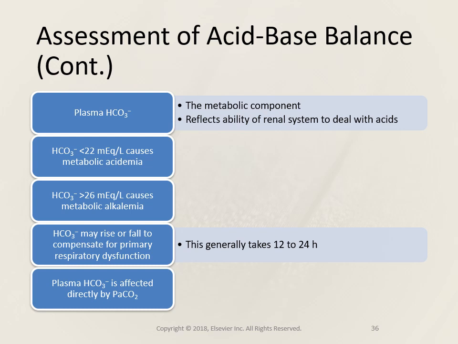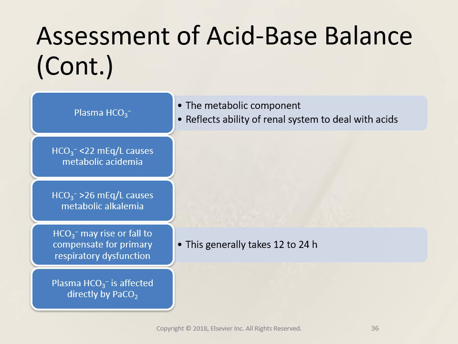Plasma bicarbonate, 22 to 26 milliequivalents per liter. The plasma bicarbonate, or bicarb, primarily reflects the metabolic component of the acid-base balance and is regulated by the renal system, or kidneys. Because bicarbonate functions chemically as a base, changes in its concentration will cause equivalent directional changes in the pH. That is, if the bicarbonate increases, the pH will rise. If the bicarbonate decreases, the pH will fall.